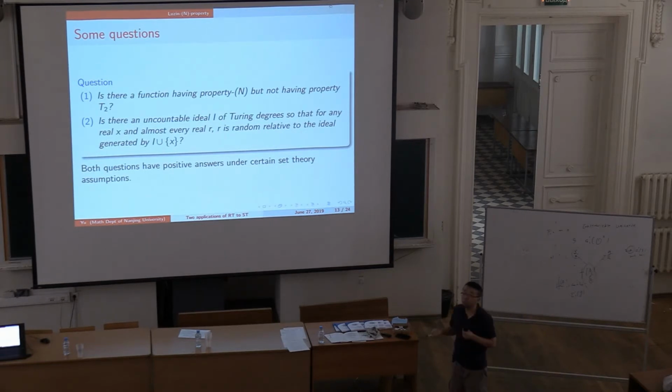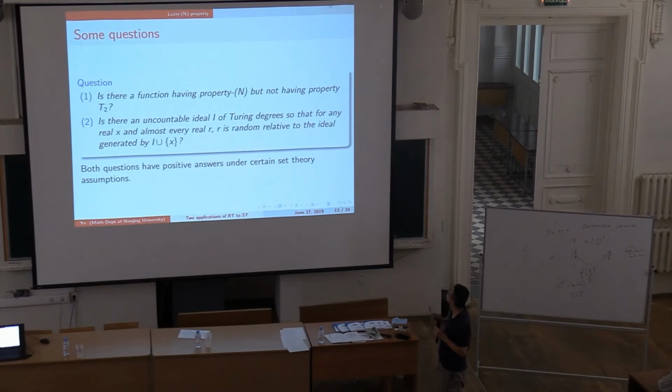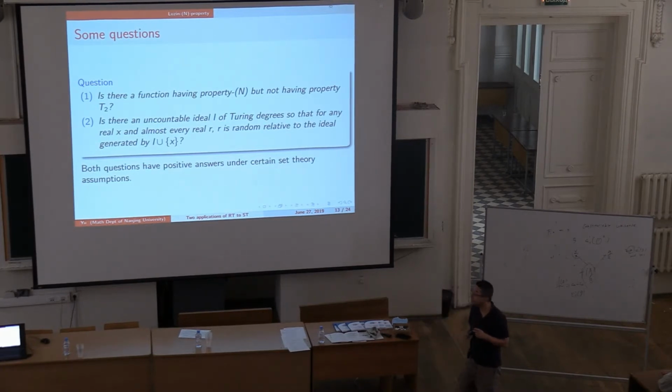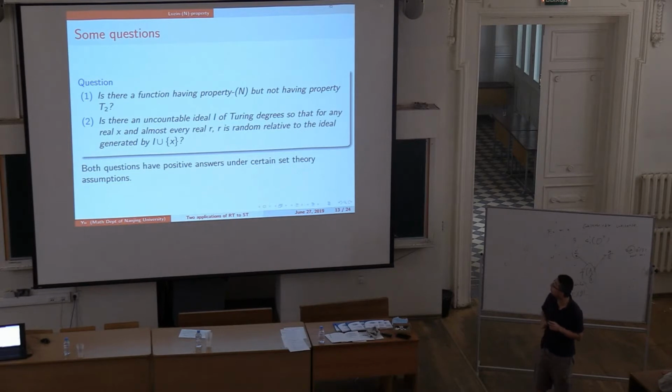And to prove it using ZFC, we can reduce it to a pure recursion theory question: whether there is an uncountable ideal I of Turing degrees such that for any real X, almost every real R is random relative to the ideal generated by I union X. Random relative to an ideal means random relative to an element in this ideal. Random means Martin-Löf random or arbitrarily reasonable random notions. So we don't know. It's an open problem.